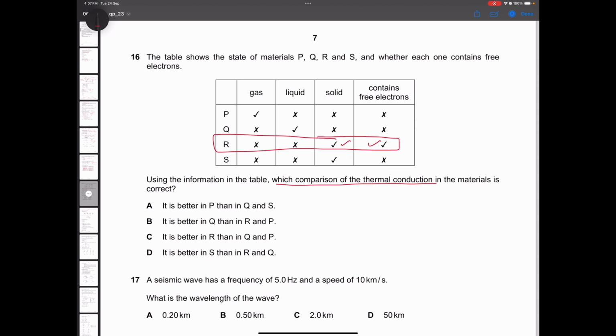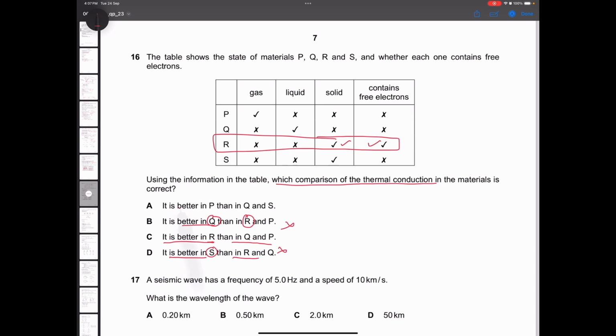Now let's check the options. So the thermal conduction is better in R than in Q and P. This is correct. R is the best one. So this is saying Q is better than R. Incorrect. This is saying S is better than R. Incorrect. Now let's check option A.